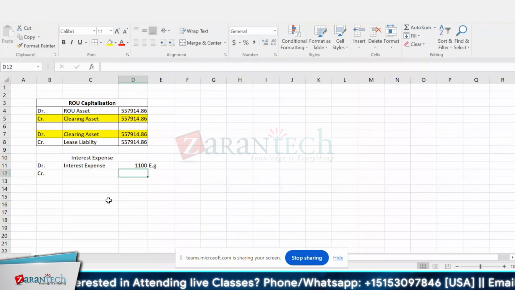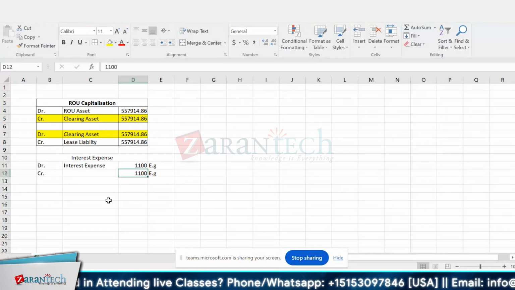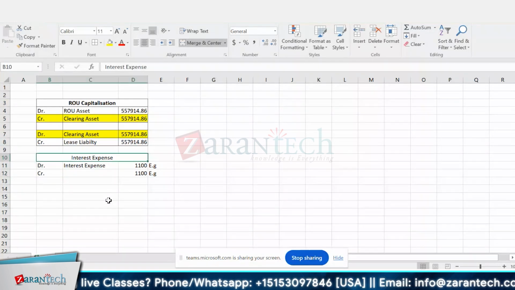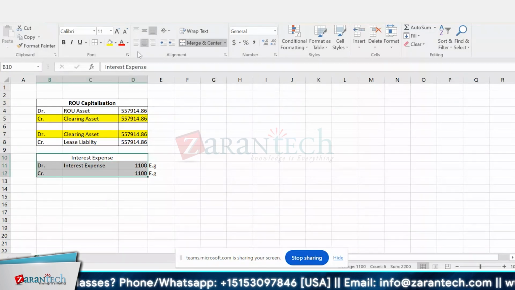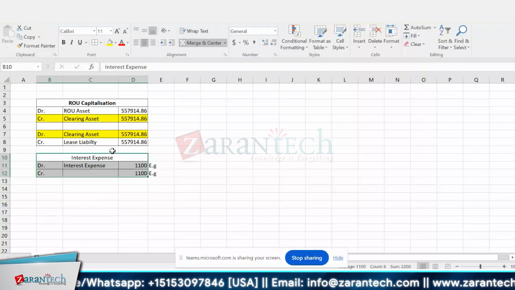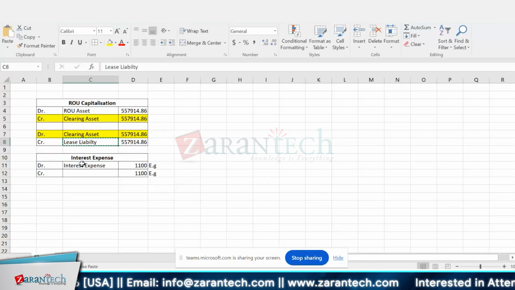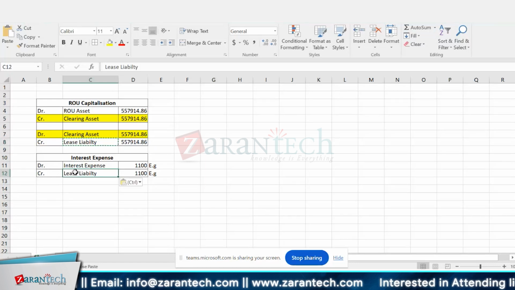Because again, we have transferred from liability to expense. That's why, in short, we reduce our liability in the balance sheet and we transfer it to the P&L. Correct. Extremely right.